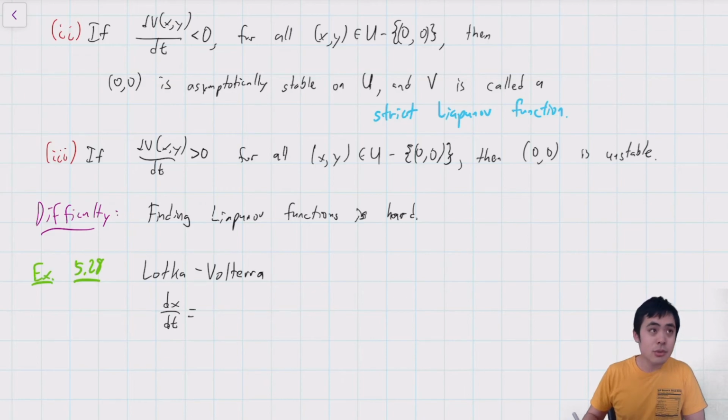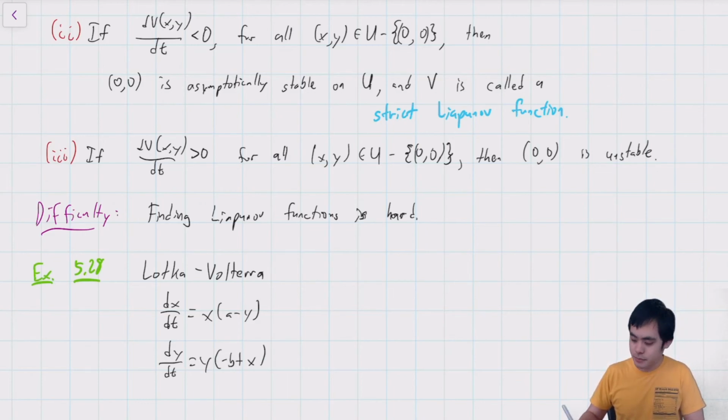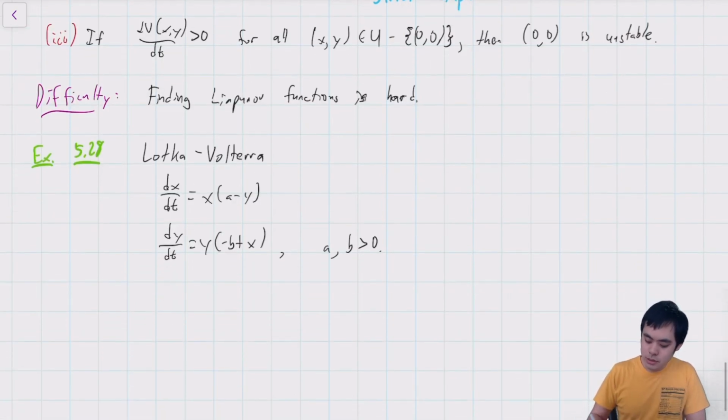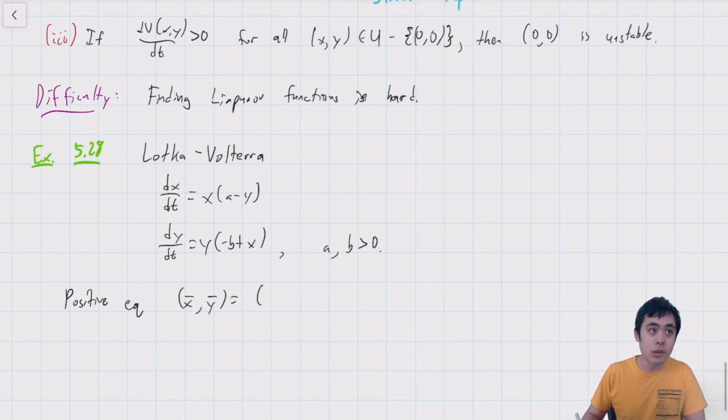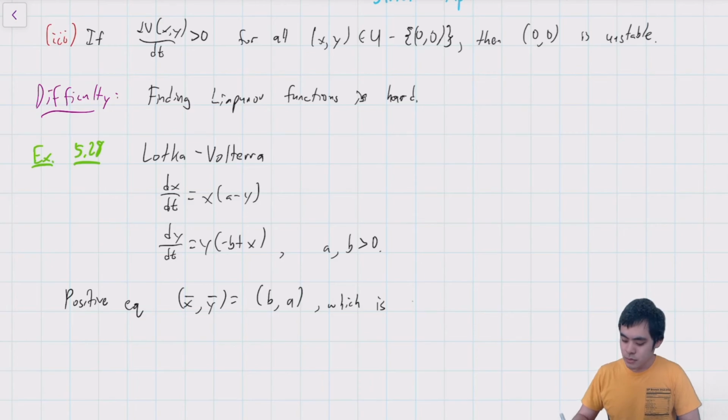dx/dt is equal to x times (a minus y). dy/dt is equal to y times (minus b plus x). And a and b are both greater than 0. So it turns out there is a positive equilibrium, (x bar, y bar) equal to (b, a), which is stable, but not asymptotically stable.